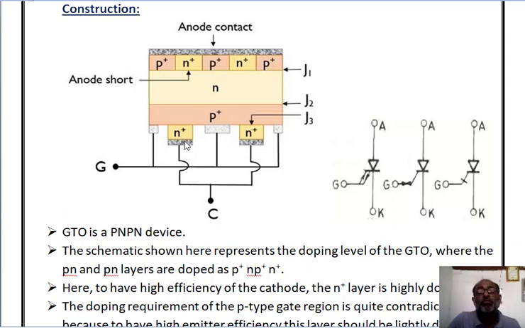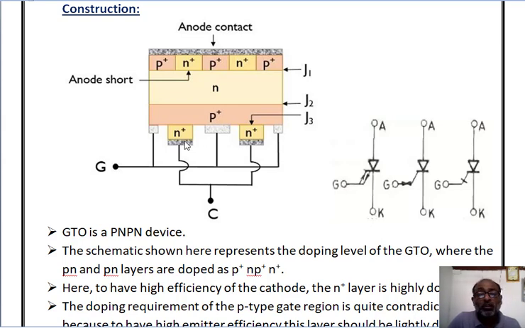So whatever components are required for the commutation, whatever components are required to turn off the thyristor, are not required, and mostly we are using inductor and capacitor as commutating components.